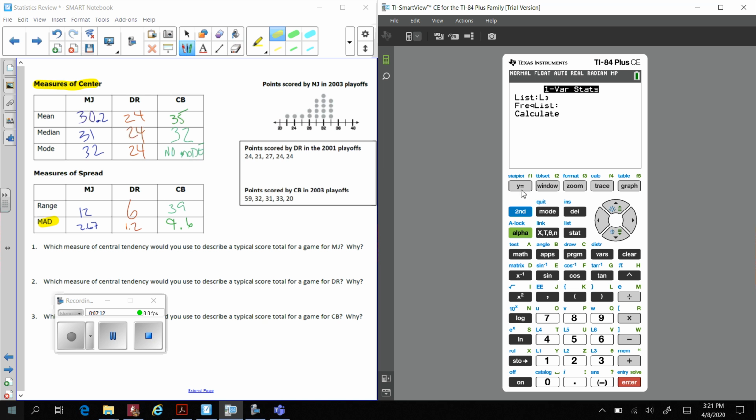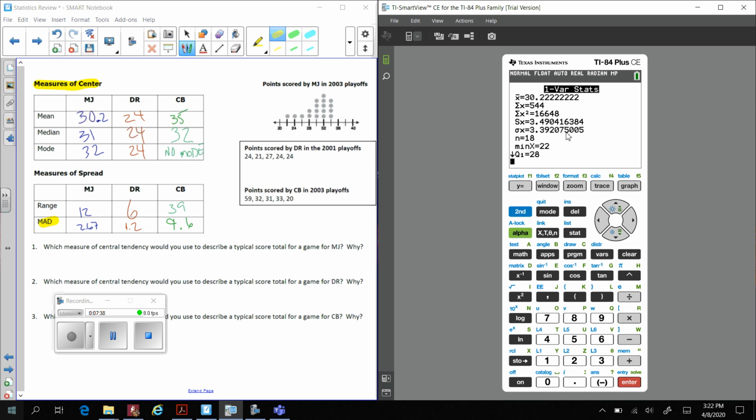Now these newer calculators will ask you some questions. The list that I want to find the statistics for isn't L3. I put that in the first list. So I'm going to press second list, and I want to make sure it's L1. That's list 1, right? L1. I don't care about the frequency list. I'm just going to hit enter until it calculates.